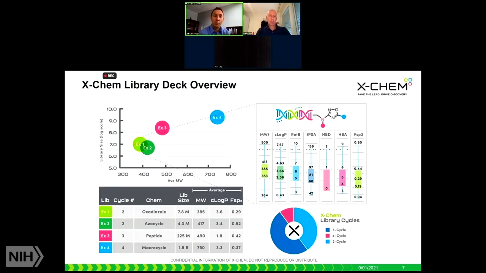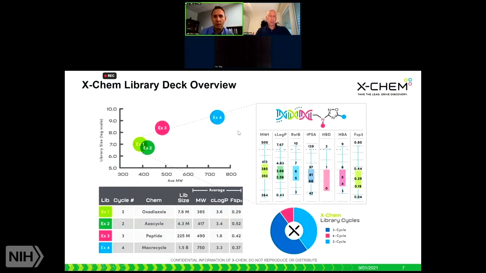But along with that high library size, you get higher molecular weights. If you look at example 4 here, yes, we can make a library that has 1.5 billion members. But if you look at the average molecular weight on the bottom here, it's around 750. So the compounds coming out of here are well beyond the Lipinski compliant parameters. And we acknowledge that there are cases where going beyond rule of 5 is warranted. But what we tend to focus on are libraries that use 2 and 3 cycles of chemistry. An example like that is example 1 in this graph.